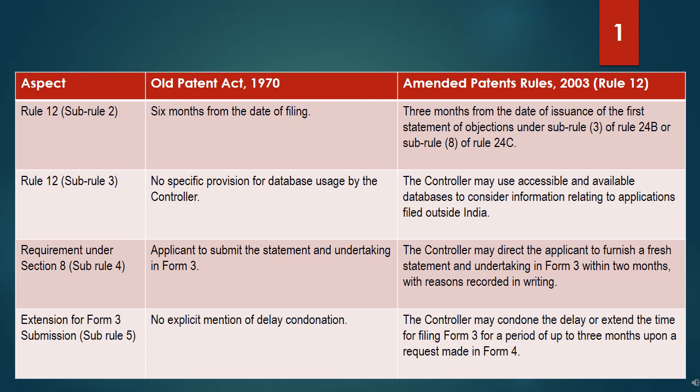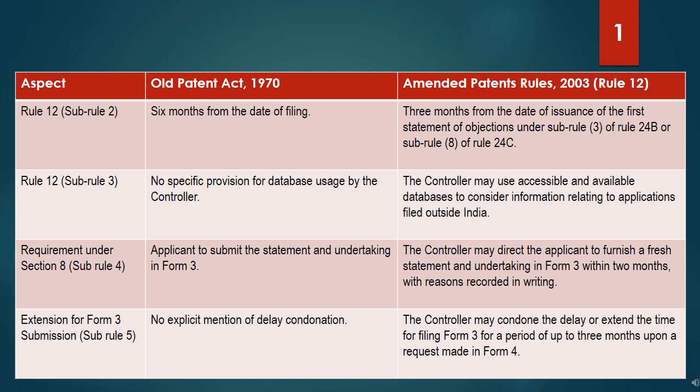First one is the amendments to Rule 12 of the Patent Rules 2003 update the procedure for patent applications, particularly related to the information provided about foreign patent filings. First one is change in deadlines for filing information.